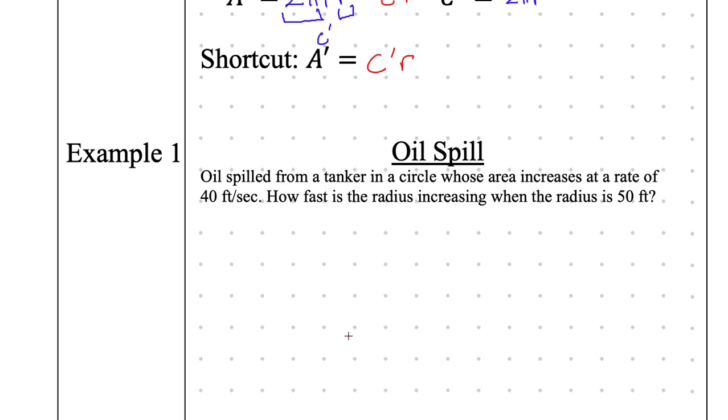All right, so analyzing this problem, let's first see what it is even asking for. It's asking for how fast the radius is increasing. I'm going to try to color code this as much as possible. Is this r or r prime? Someone shout out. R prime. This is r prime.